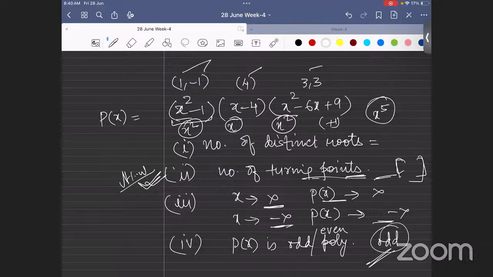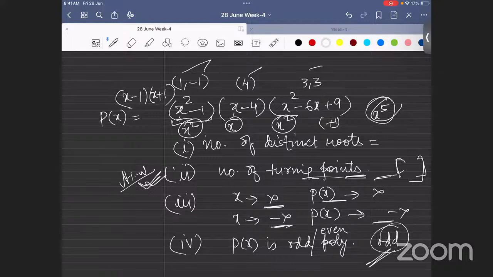Yes. So for each term, you just take out the maximum degree. So here it is x square, or you can just write it as x minus 1 or x plus 1. But here also you'll have to multiply x square, and again x to x cube, and again x square, so x to the power 5. So x to the power 5 is basically the odd polynomial. So this is pretty simple, right?